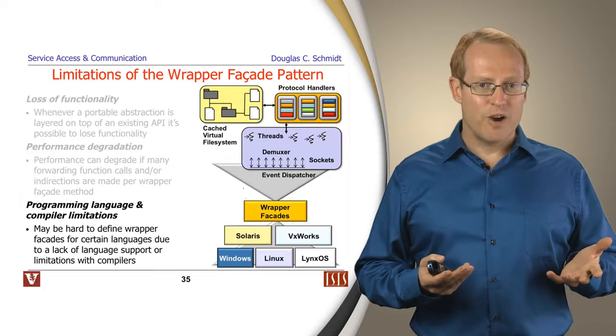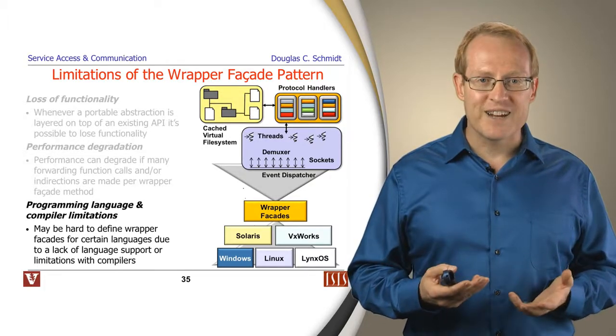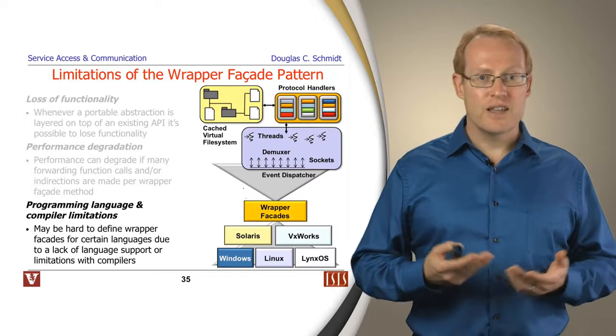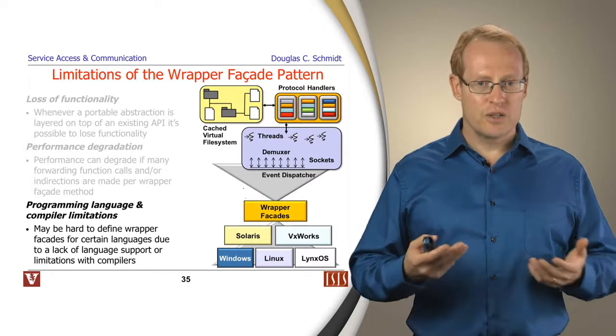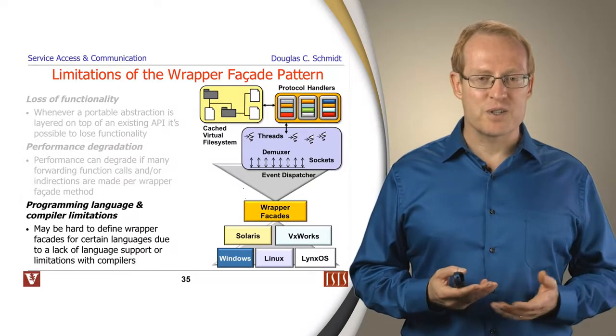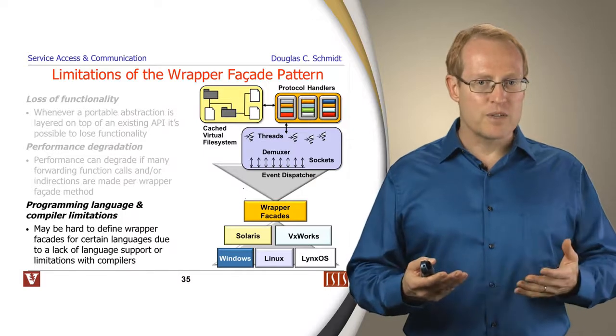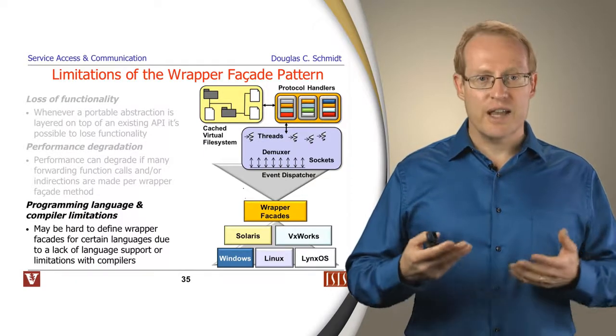Yet another potential problem, programming language and compiler limitations. If your operating environment, if your language doesn't have a way to map conveniently and efficiently to C functions, then wrapper facades may be hard to enable. Fortunately, almost all languages these days have callouts to C, so you can find ways to encapsulate the low-level services behind higher-level objects and class interfaces.